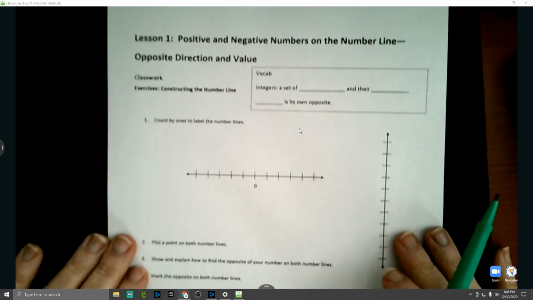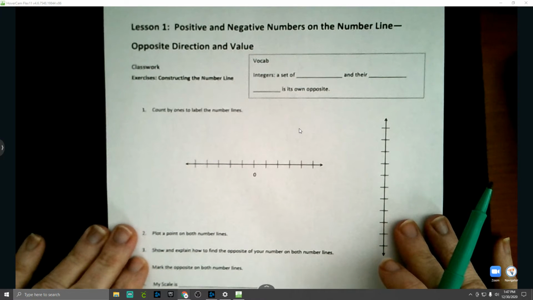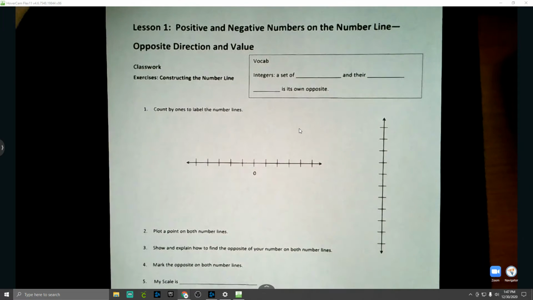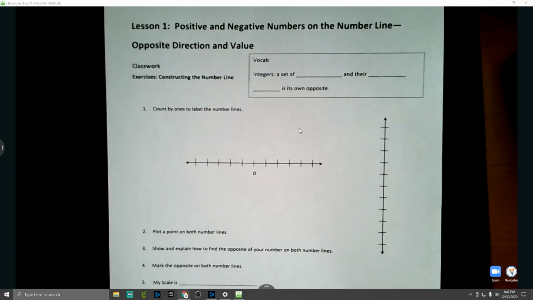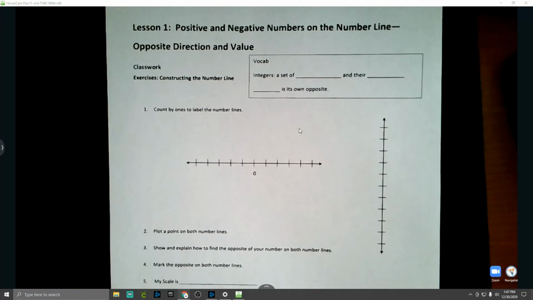Lesson 1. Positive and negative numbers on the number line, opposite direction of the value. And then at the very, very bottom, it does say page student 1. So make sure you're organized. Pause the video if you are not ready. And we're going to begin taking notes.